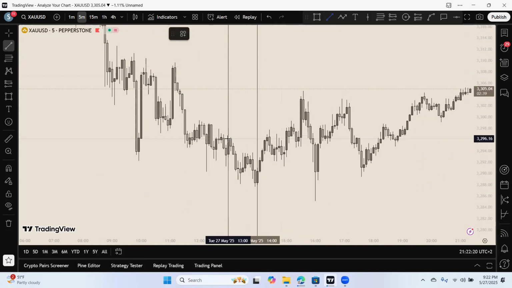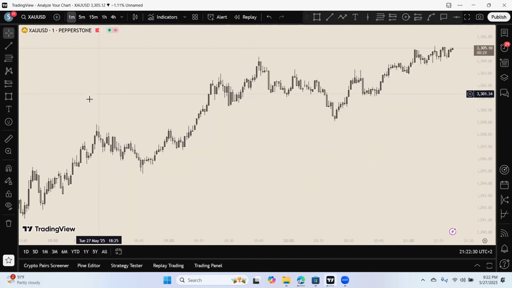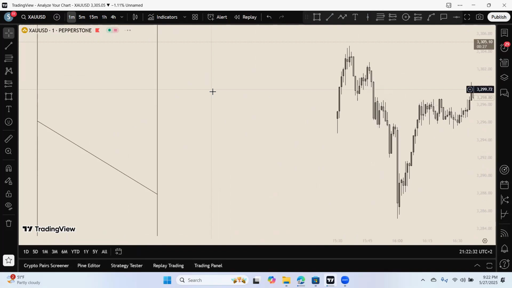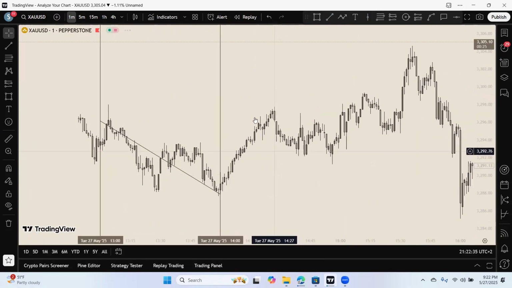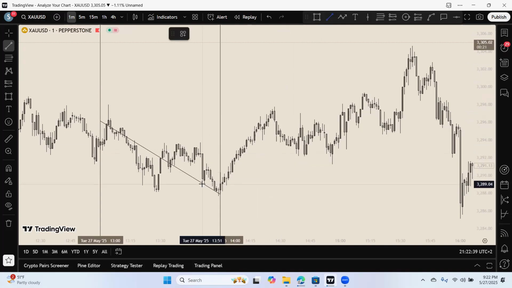In this case, you can see that the market was going down from 1 to 2. So you expect the market to go up from 2. But then how do you enter the market? You simply go to a 1 minute time frame, just like this. You see. So after going to a 1 minute time frame, you look for entries.